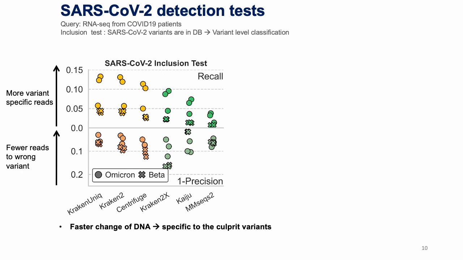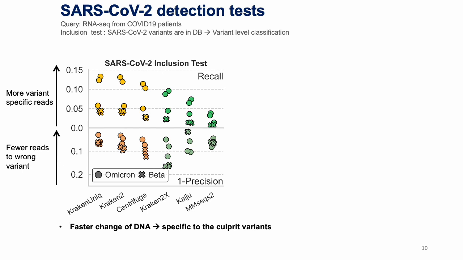We also conducted a similar benchmark using SARS-CoV-2 data. We used RNA sequence data from COVID-19 patients as our query sequences, and in the inclusion test, 5 variant genomes of SARS-CoV-2 are included in the database. So the task was to detect variant-specific reads. Because DNA sequences change faster, DNA-based tools could find more reads specific to the query variants.